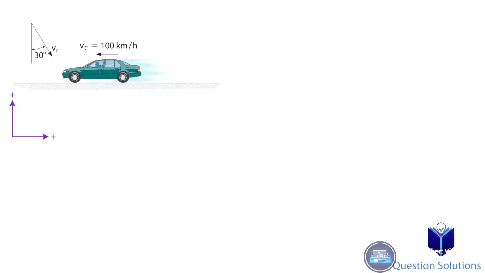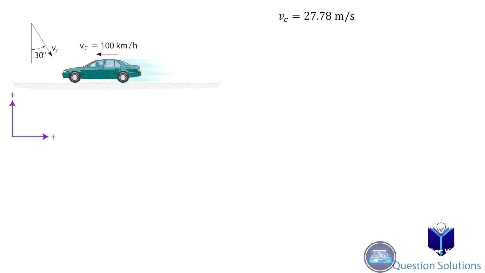In this question, we need to determine the velocity of the rain as seen by the driver of the car. We will assume up and to the right to be positive. So we need to write the velocity of the car using components. Since it's traveling in the horizontal direction, it will only have one component, which is the i component. We need to convert 100 kilometers per hour to meters per second, which gives us 27.78 meters per second.